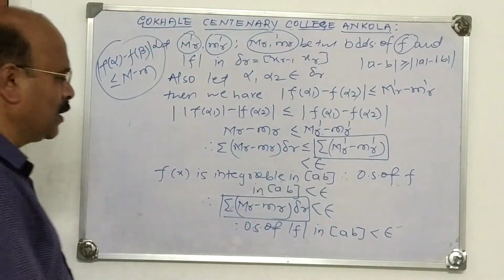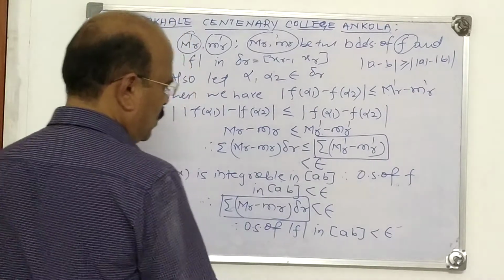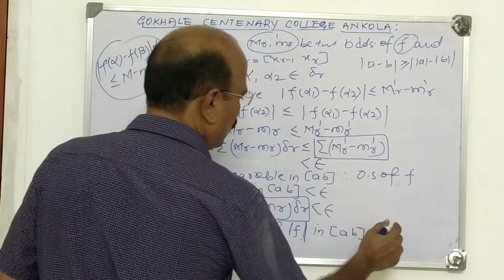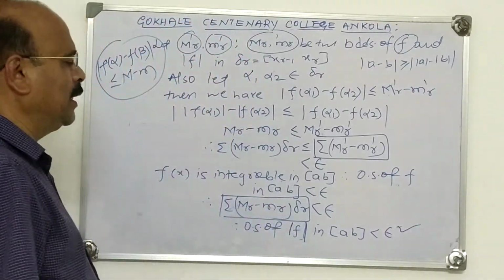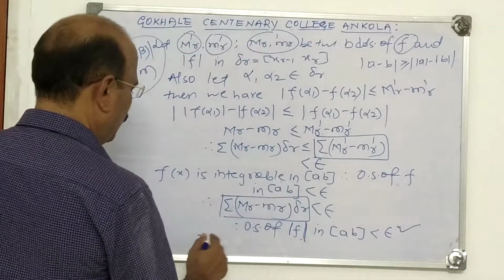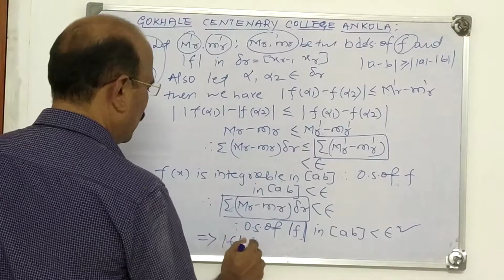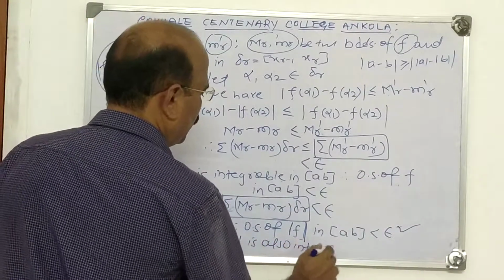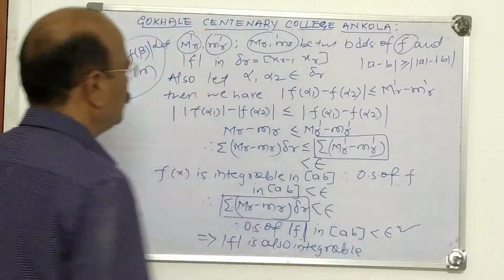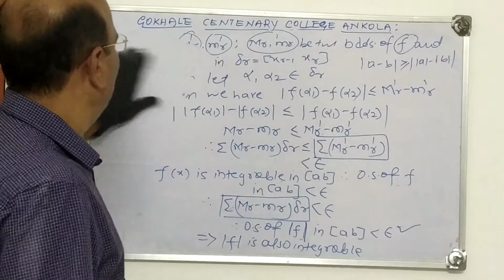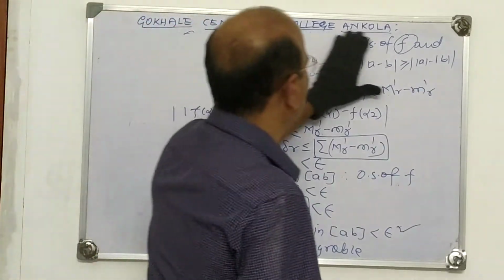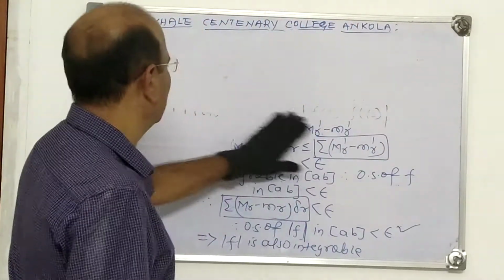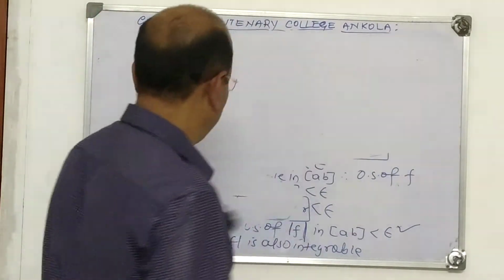There exists a division of mod f such that the oscillatory sum of mod f is less than epsilon. This implies mod f is also integrable. Now, the converse of this is not true.